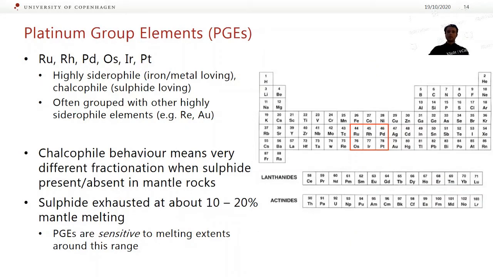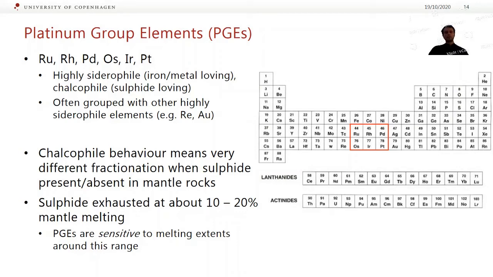So this is why we're going to talk about PGEs. The platinum group elements are ruthenium, rhodium, palladium, osmium, iridium, and platinum. I've just highlighted them in the red square there on this periodic table. They're highly siderophile, which means that they like to be in metals or alloys, and they're also chalcophile, which means that they like to be in sulfides.